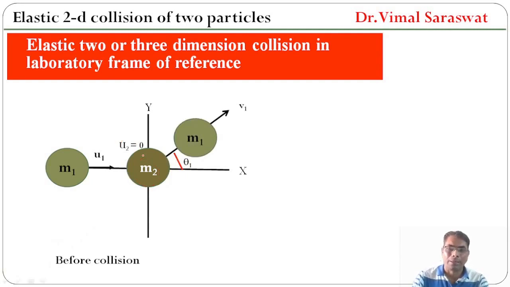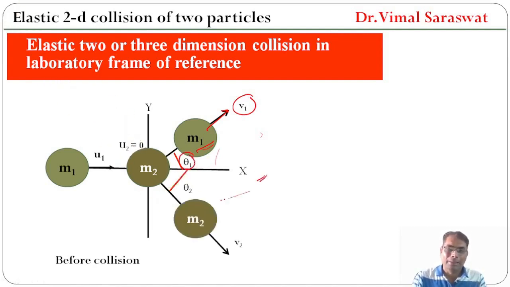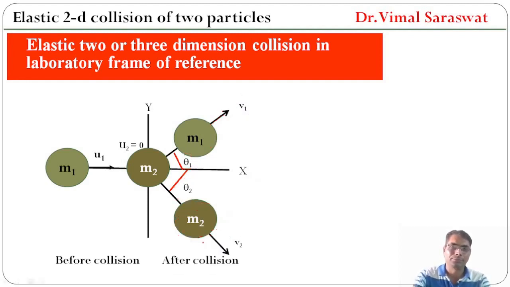Now after collision, the particle of mass m1 moves in this direction with velocity v1. It means it is making an angle θ1 with the x-axis, and the particle of mass m2 moves in this direction with velocity v2, making an angle θ2 with the x-axis. So this is the case after collision.